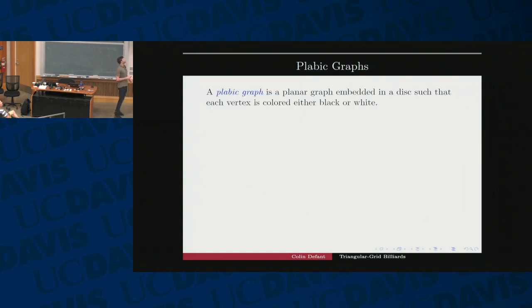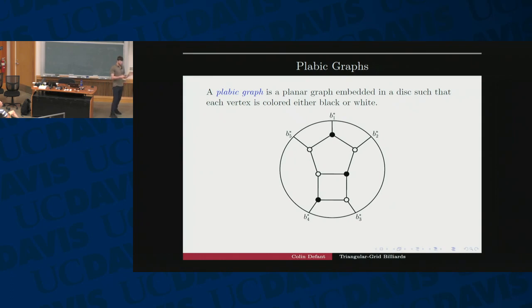Okay, so Plabic graph, well, we saw this in the last talk. It's a planar graph embedded in a disk so that every vertex is either black or white. So Plabic means planar bicolored. And here's an example of a Plabic graph. Now, I'm also going to assume that there are marked boundary points on the boundary of the disk. I'll call them B1 star, B2 star, and so on, going around clockwise. And we'll assume that each marked boundary point is incident to a single edge that connects it to one of the vertices in the graph. So this is also part of the data that goes into the Plabic graph. It's the graph inside, but then also the marked boundary points and these extra edges.